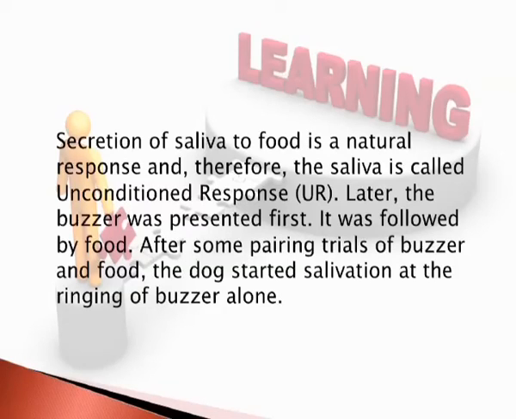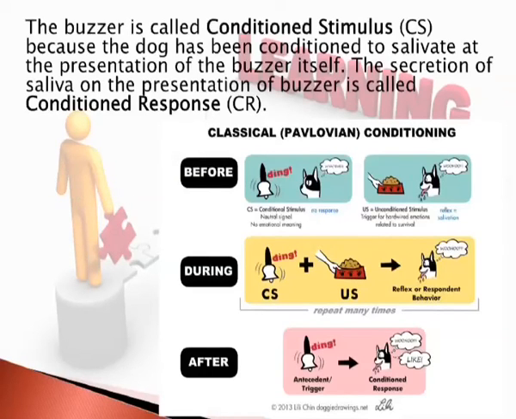Later, the buzzer was presented first. It was followed by food. After some pairing trials of buzzer and food, the dog started salivating at the ringing of the buzzer alone. The buzzer is called the conditioned stimulus, CS, because the dog has been conditioned to salivate at the presentation of the buzzer itself. The secretion of saliva on the presentation of the buzzer is called the conditioned response.